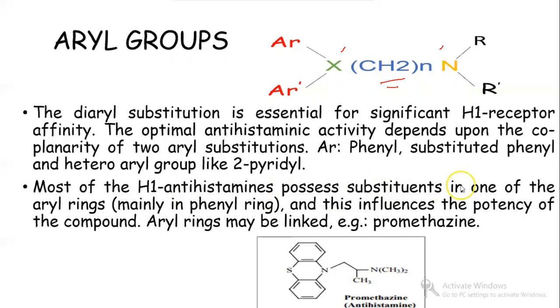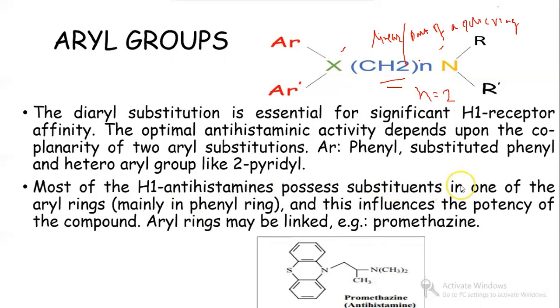You know why the CH2 N portion is given: for antihistaminic drugs it will usually be n equal to 2. Now why n equal to 2? Because this gives the optimum activity. And this CH2 can be linear or part of a cyclic ring.